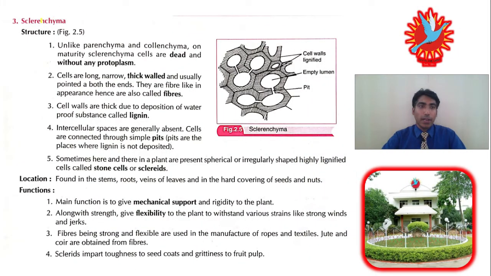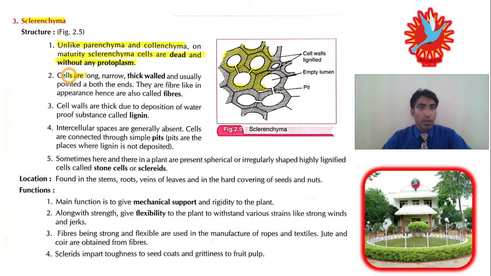Next, sclerenchyma. Okay, so these are a special type of simple permanent tissue. Why is this special? Because all the cells in the sclerenchyma tissue are non-living cells. Why are the cells non-living? We will discuss. Okay, unlike parenchyma and collenchyma, on maturity, sclerenchyma cells become dead and without any protoplasm. Why do they become dead? Because all the cells of the sclerenchymatous tissue remain covered by a waterproofing substance which is called lignin. So due to this lignin, the cells become dead.